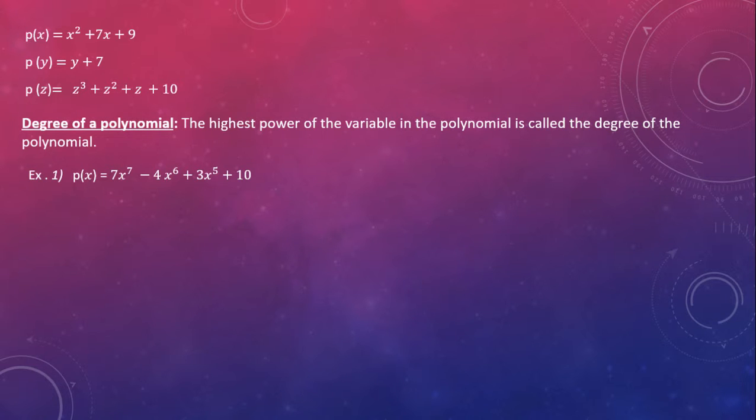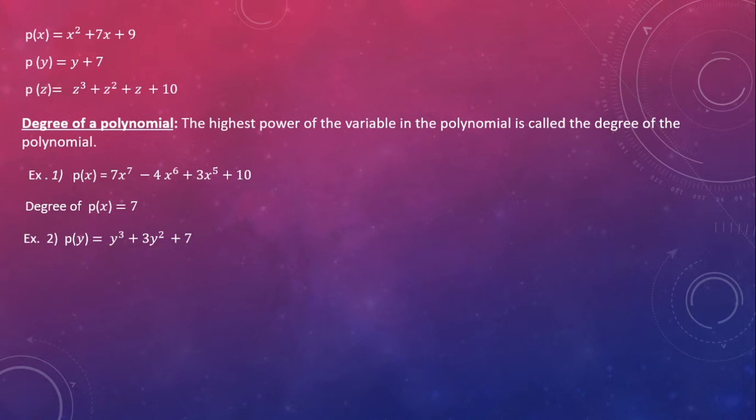Here in the first term, the power of x is 7. In the second term, power of x is 6. And in the third term, power of x is 5. Therefore, the highest power of the variable x is 7. Therefore, the degree of the polynomial p(x) is 7.